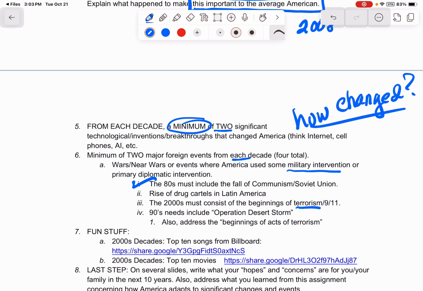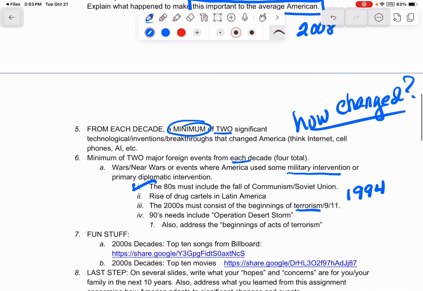If you're doing the 90s, there was a famous event in 1994 involving the World Trade Center. And there was another famous event in Africa in 1998. See, terrorism had its foundations way before 9/11. You also, if you're doing the 90s, have to talk about Operation Desert Storm. There's so much here. Early terrorism. Once again, Google the exact question you want answered.